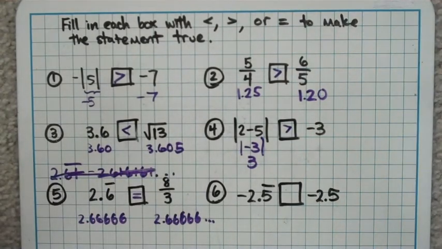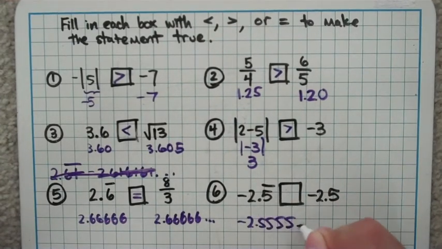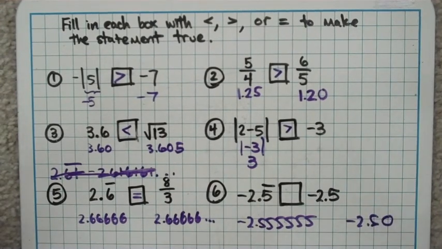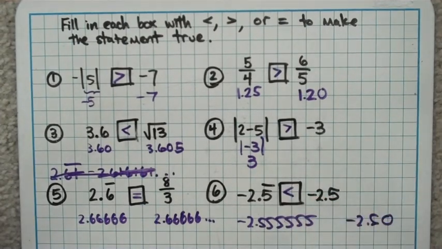And on my last problem, I have negative 2.555555 going on, and just negative 2.5, or in other words, negative 2.50. Well, if I look at these, would you rather owe somebody $2.50 or $2.555555? This number is a little smaller. On a number line, it'd be a little bit further to the left, so the alligator wants to eat the bigger number, which is negative 2.5.